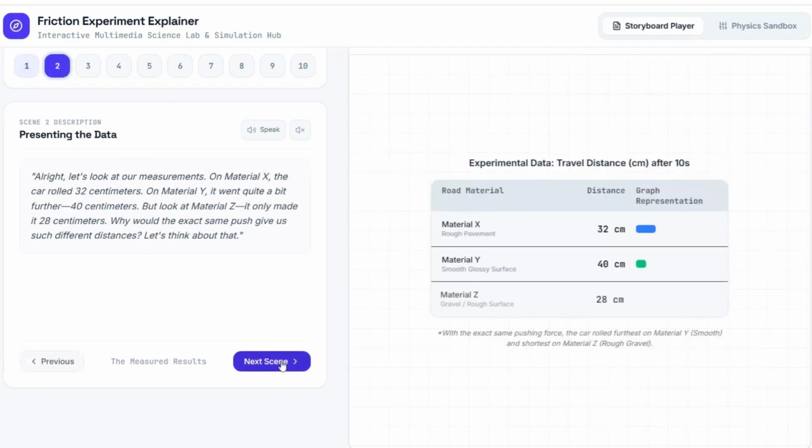All right, let's look at our measurements. On material X, the car rolled 32 centimeters. On material Y, it went quite a bit further, 40 centimeters. But look at material Z. It only made it 28 centimeters. Why would the exact same push give us such different distances? Let's think about that.